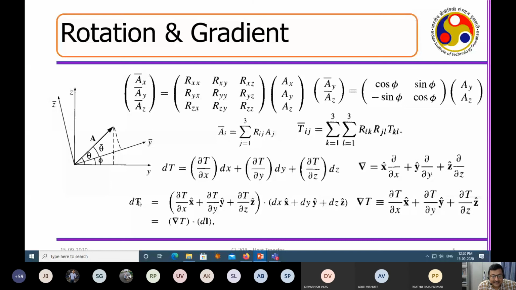And what is the total change of temperature? We know that if I take a dot product with respect to the position vector differential volume element, and then do an integration over it, I'll be able to get the total change in the space. That will be the T, and this is the driving force of heat transfer.